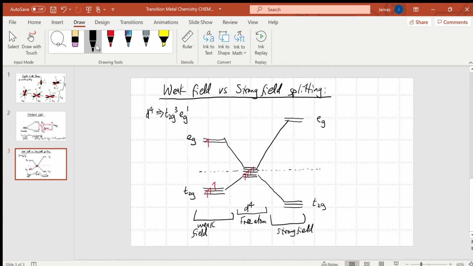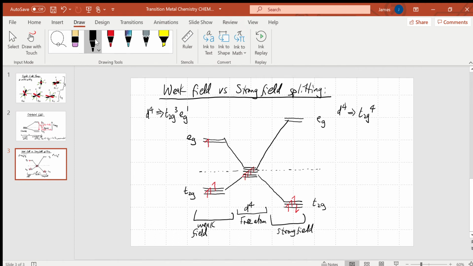So we've got 3 electrons in the T2G level and then 1 electron in the EG level for our D4 metal. In a strong field, Delta O is much larger, so we would actually pair up first. Let's get our red pen again. So we'd have Hund's rule, Hund's rule, Hund's rule. That's too far to be promoted, so it's much easier energetically to pair. Pauli exclusion principle. So we would get a completely different electron configuration. In this case, D4 would give us T2G4.